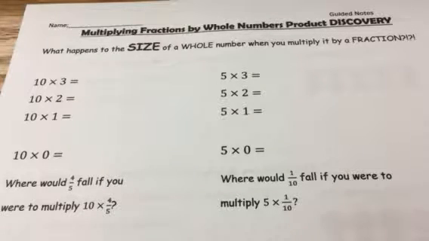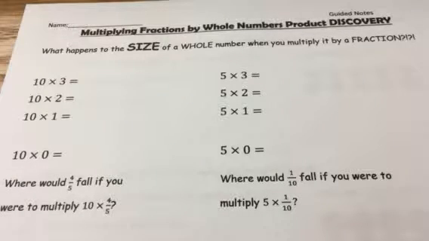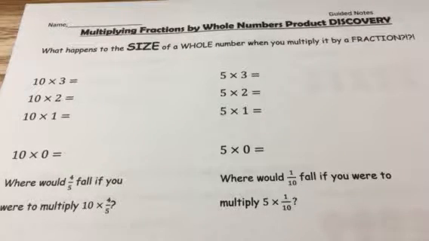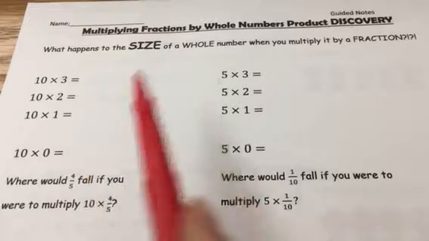Is that 20 going to get bigger? Is it going to get smaller? Is it going to be a very, very tiny portion of 20? Is it going to be most of 20? Is it going to be about half of 20? So that's our goal today, is to get some approximations of what our products are when we multiply whole numbers by fractions. So let's go ahead and do a little bit of discovery here.